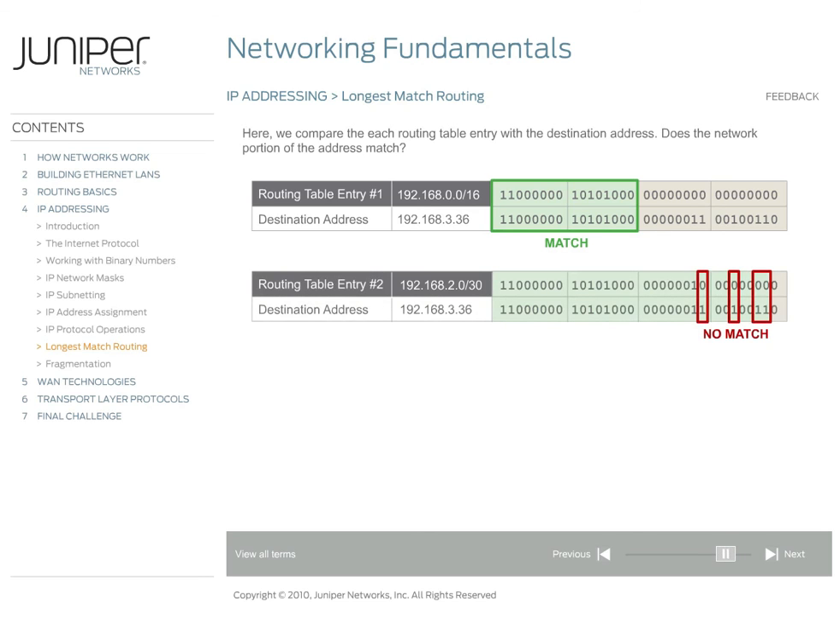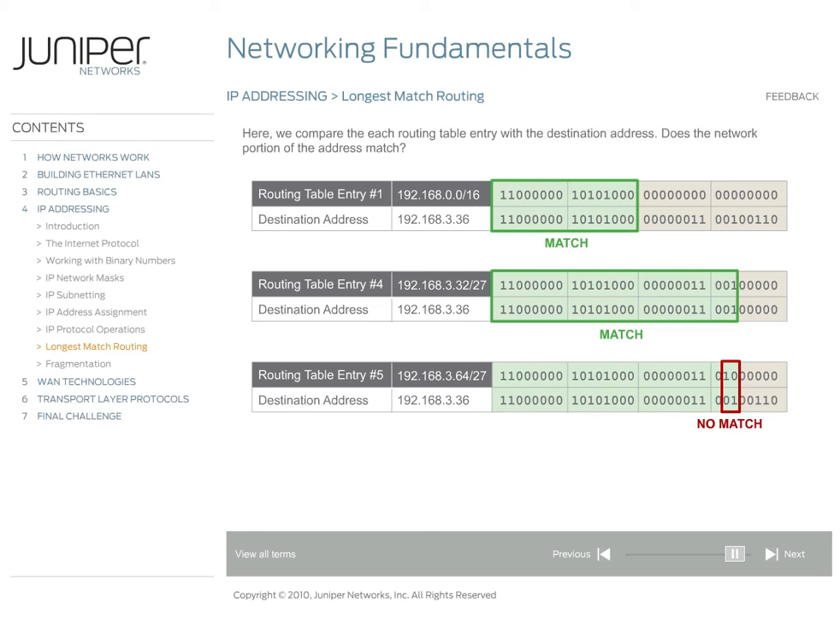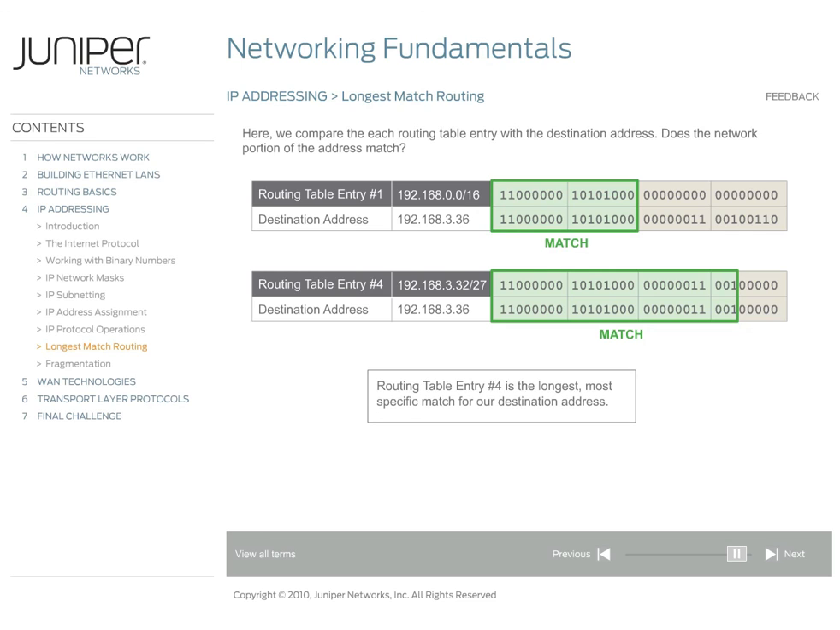We can see that the destination address does not match entry number 2, which has a 30-bit prefix length. Several bits in the network portion of this address do not match. Nor does it match entry number 3, because the last bit of the network portion of the address does not match. However, it does match entry number 4, with a 27-bit prefix length. It does not match entry number 5 because the last 2 bits do not match. Out of the 2 matches we found, entry number 4 is the longest, most specific match for our destination address.